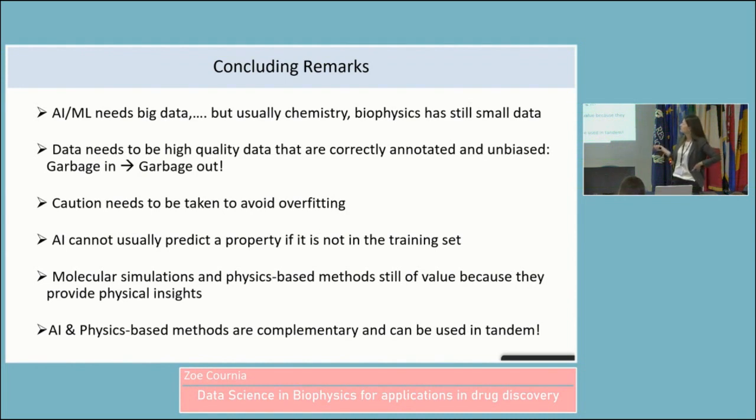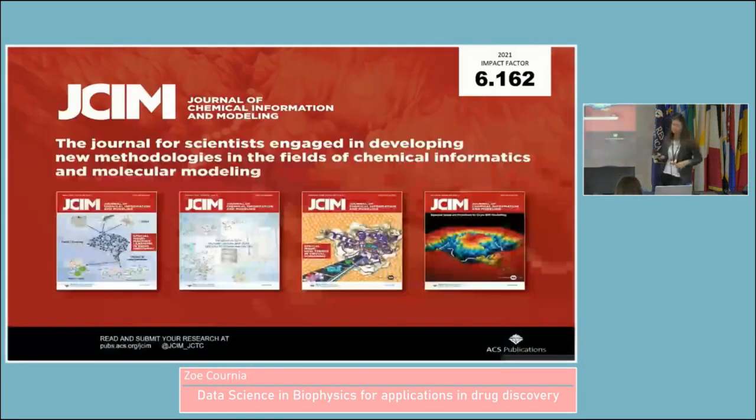AI cannot predict a property if it's not in the training set. If the AI has not seen it, it cannot predict it. Like, for example, AlphaFold, if it doesn't have the information about the membrane, it cannot predict it. So it's useful because it can give you correlations of data that you cannot predict with a human eye. But if it's not in the training set, you cannot really predict it. So molecular simulations and these physics-based methods that I showed you in the beginning are of value because they provide these physical insights. And AI and these physics-based methods are complementary and can be used in tandem.